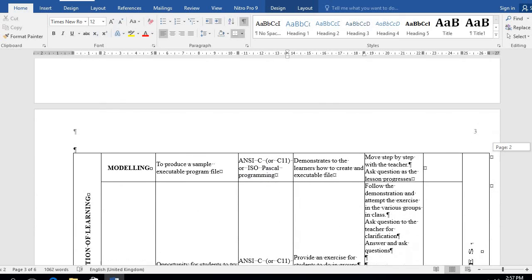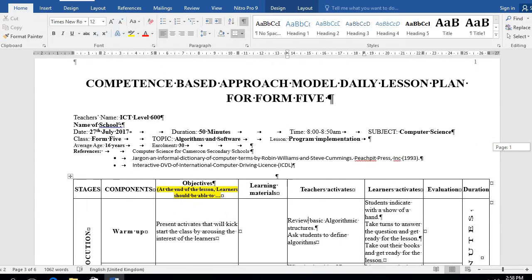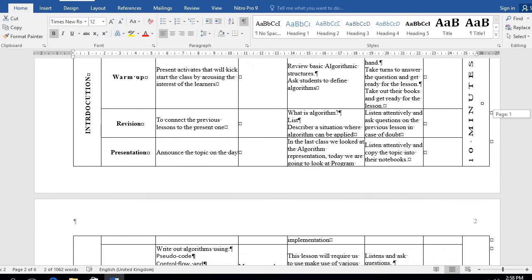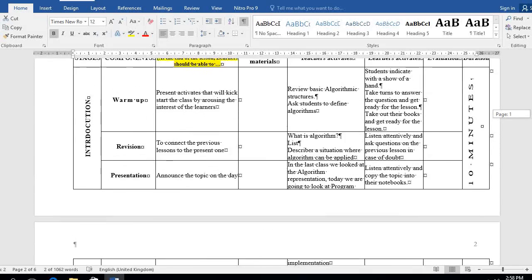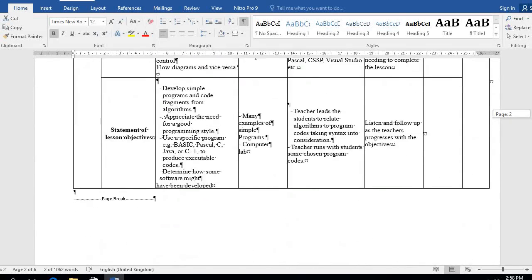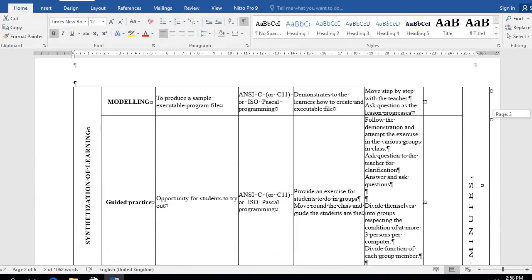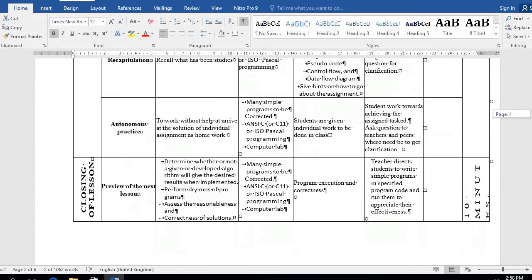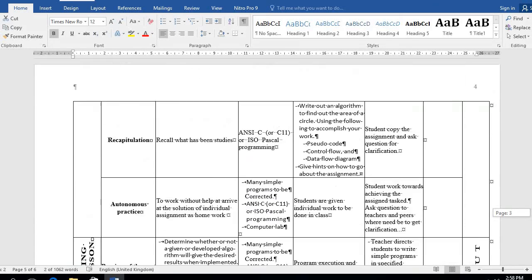So talking about timing, we have given 50 minutes. 50 minutes was allocated for the lesson, therefore it could be broken down into 10, 30, 10. 10 for introduction, 30 for the synthesization of learning, and then 10 for closing of the lesson. That's how it is presented.